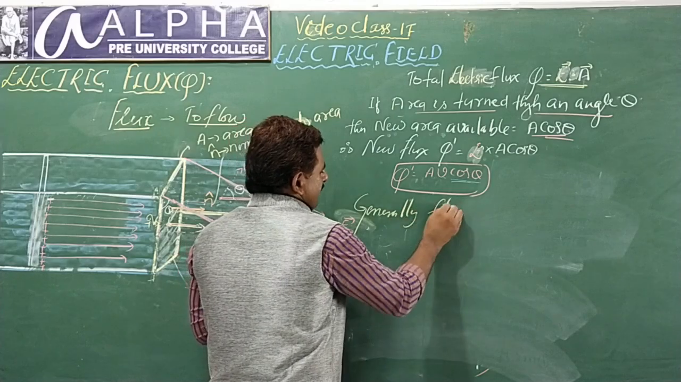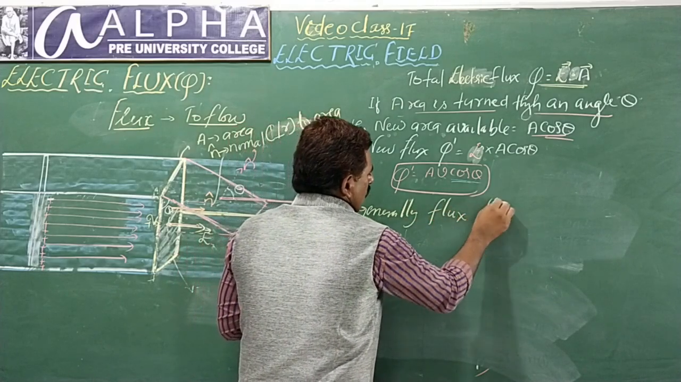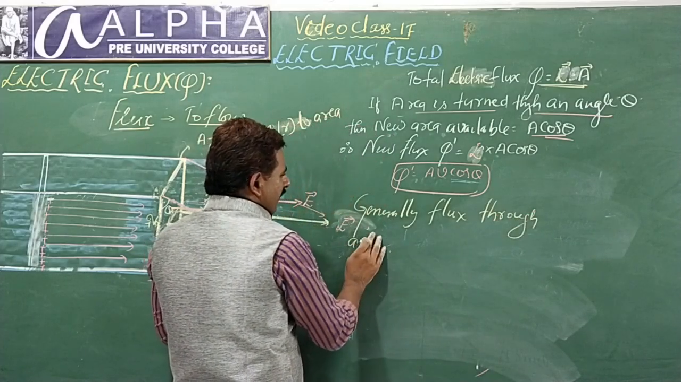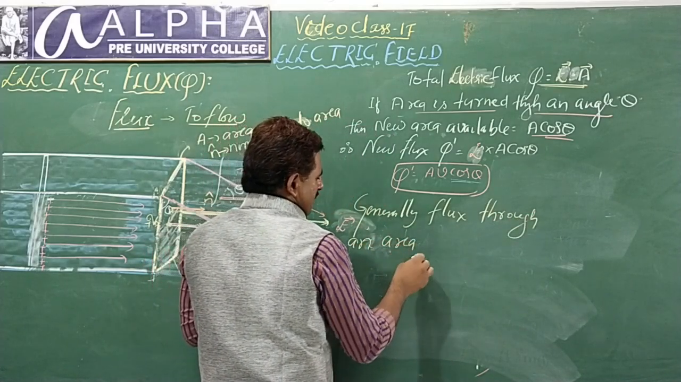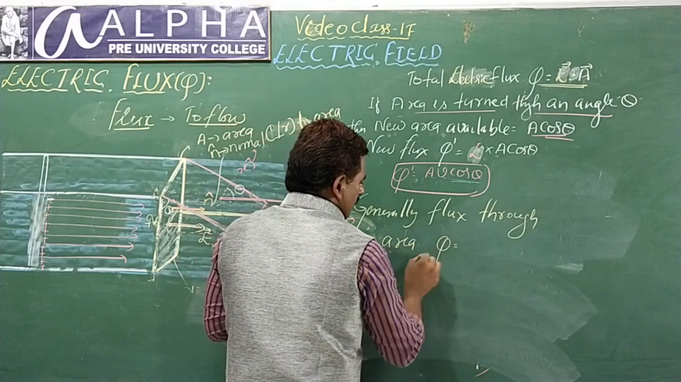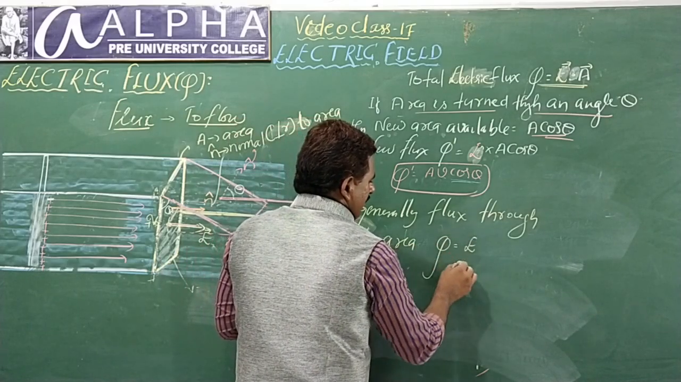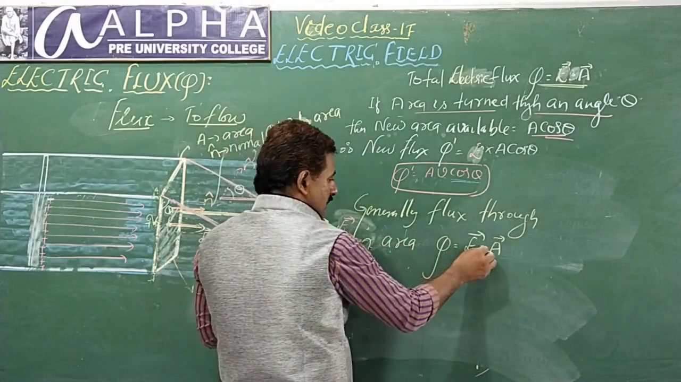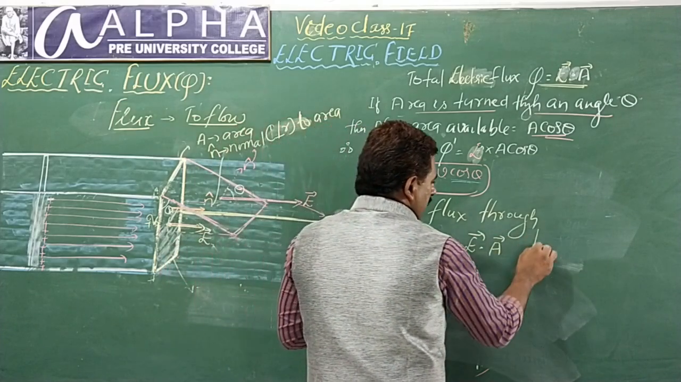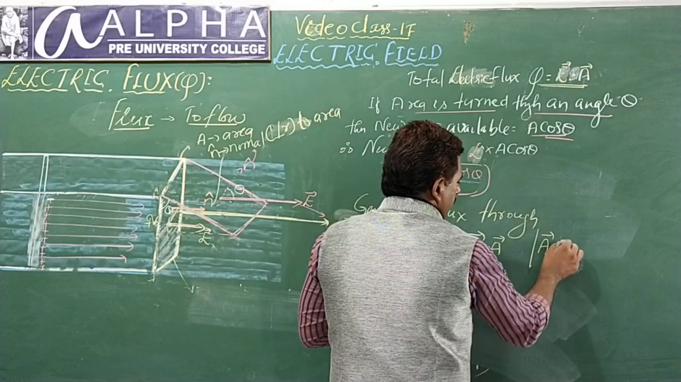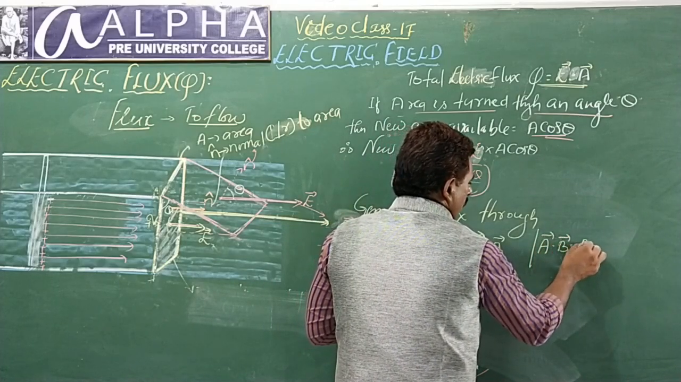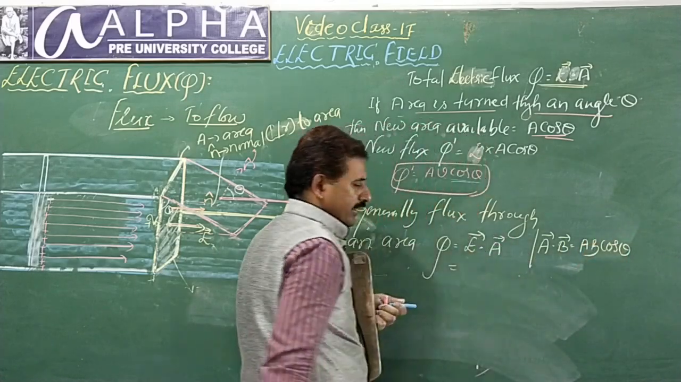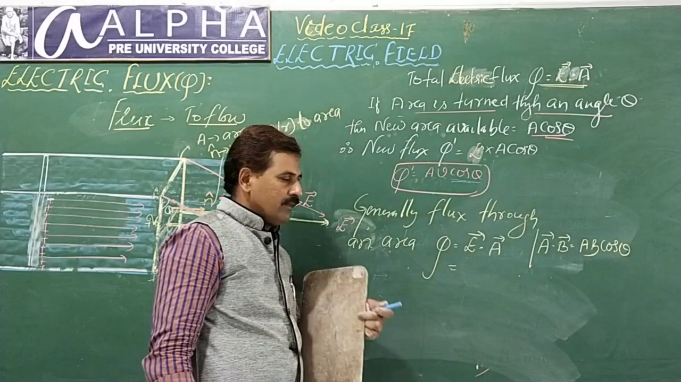So generally, what is flux? Electric flux through an area of cross section: phi equals electric field E dot A. There is a dot product. Last year you learned, what is A dot B? Value of A, value of B into cosine of the angle between them, right? This is what you learned.